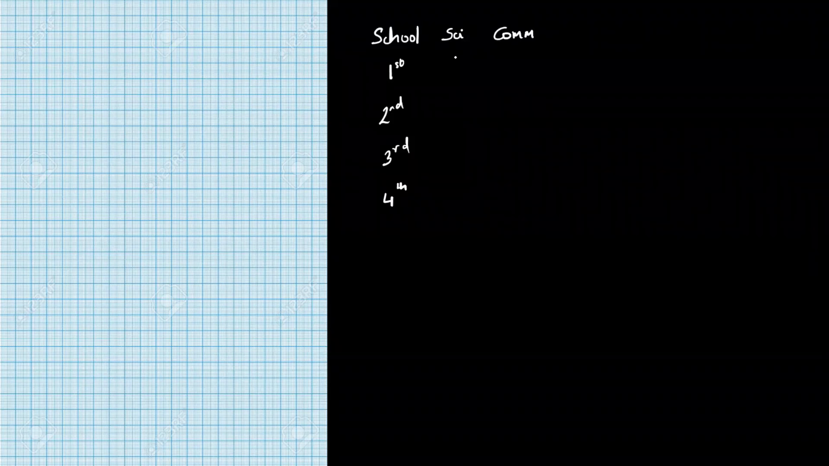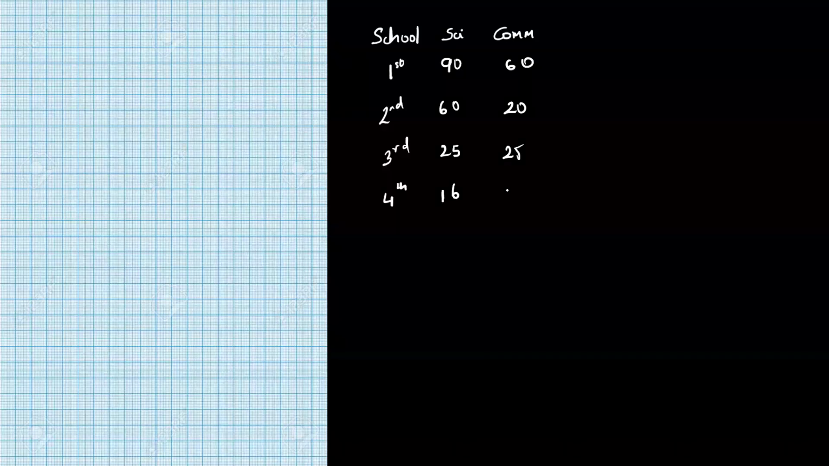Okay. Yes, Omkar, can you read how many science students are there? 90, 60, 25, and 16. And commerce? 60, 20, 25, and 24. Okay, what if this was a subdivided bar diagram, what will you find next?